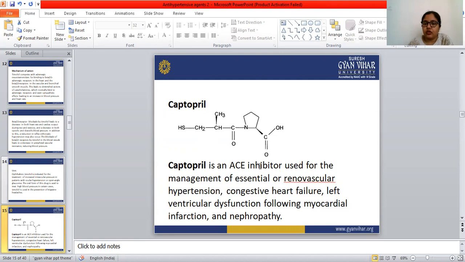This is used in the management of essential or renovascular hypertension, congestive heart failure, left ventricular dysfunction. This is the structure of captopril, and captopril is an ACE inhibitor.